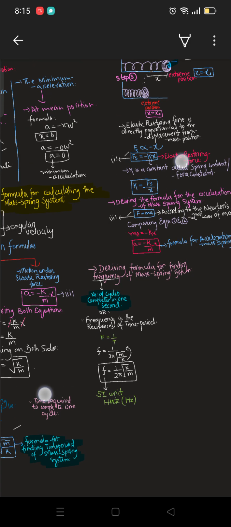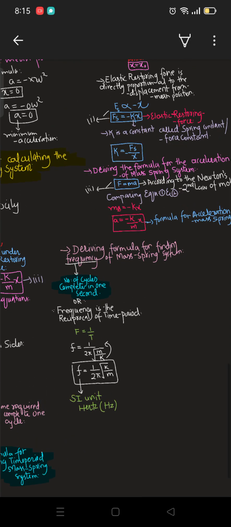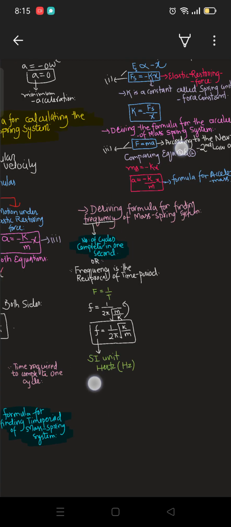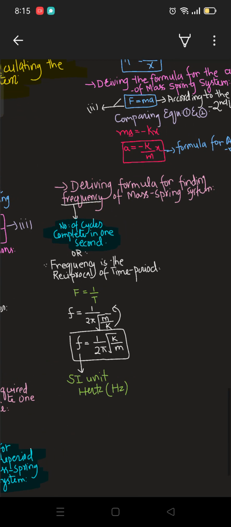So f is equal to 1 over T, and we already knew the formula for finding the time period, right? So we just substituted the value of time period in the formula of frequency. f is equal to 1 over T, so f is equal to 1 over 2 pi into under root m upon k, right? We further simplified it and got our final formula, f is equal to 1 over 2 pi under root k over m. And we discussed the SI unit of frequency as well, and that was hertz.